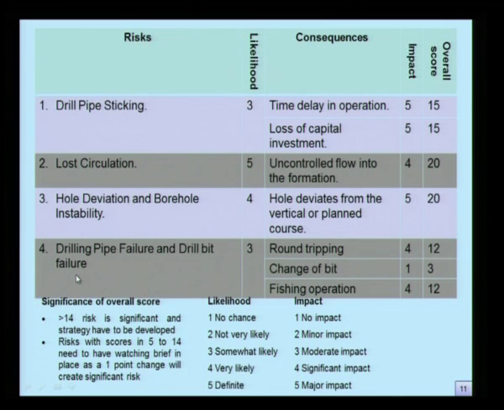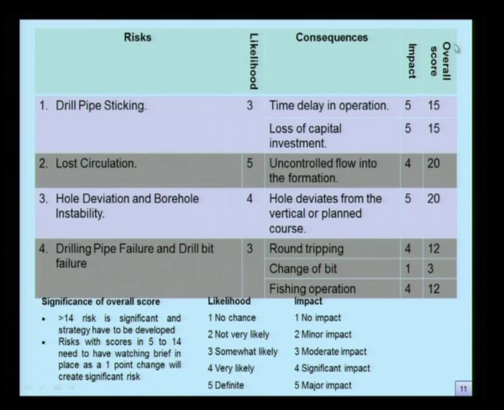Based on the fault tree analysis done in the previous slide, I have grouped the risks into 4 headings. I said drill pipe sticking can have a likelihood of somewhat likely, and I have given a number 3. The time delay in operation can be one of the consequences if a drill pipe sticking occurs, and that consequence will have a major impact. The consequence of drill pipe sticking can also be a loss of capital investment. This will also be a financial loss, which will have an impact on a scale of 5.